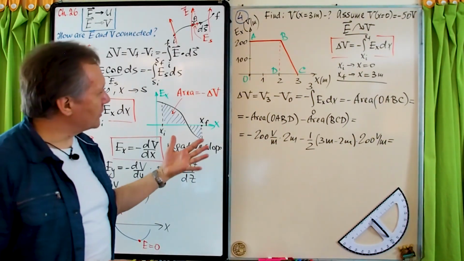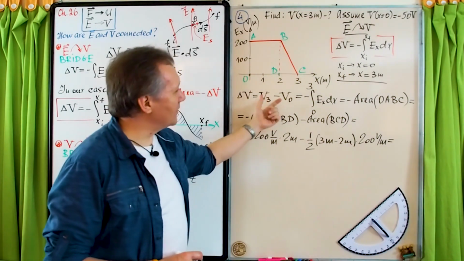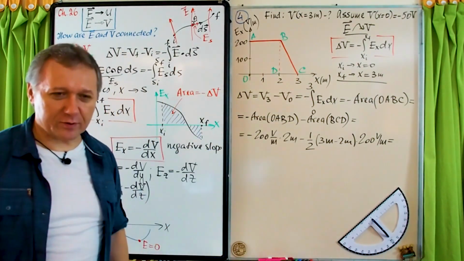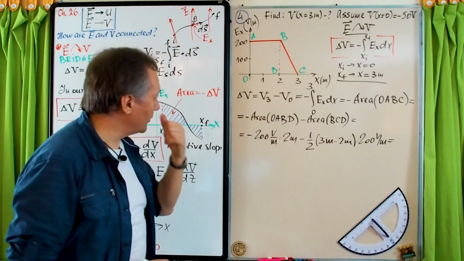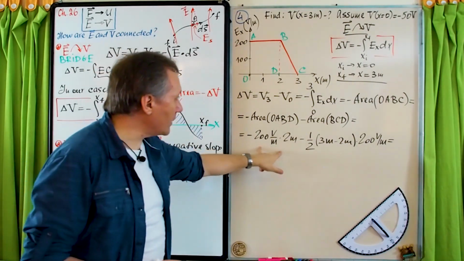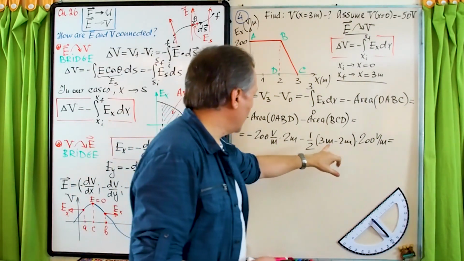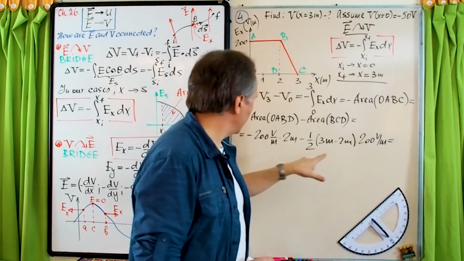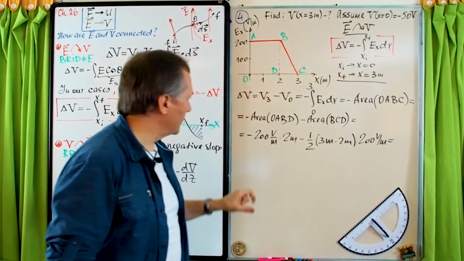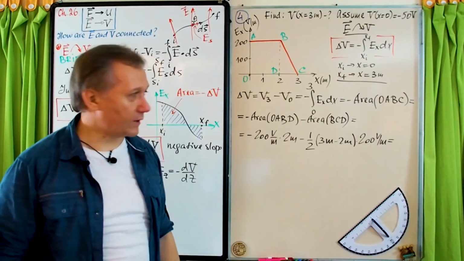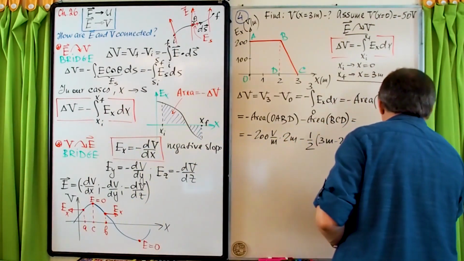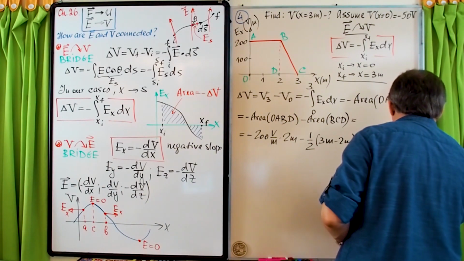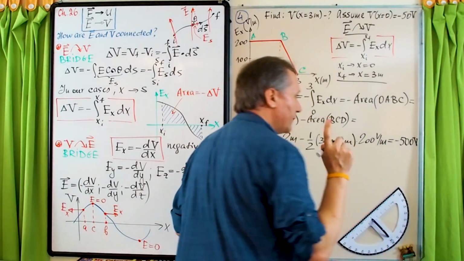Actually, my idea was to first move this to that side, but let's do it this way. It's not a big deal. Let's calculate. It would be negative 400. This 2 gets canceled, so here 100, here 400. So it's minus 500 volts. But that's the difference, delta V.